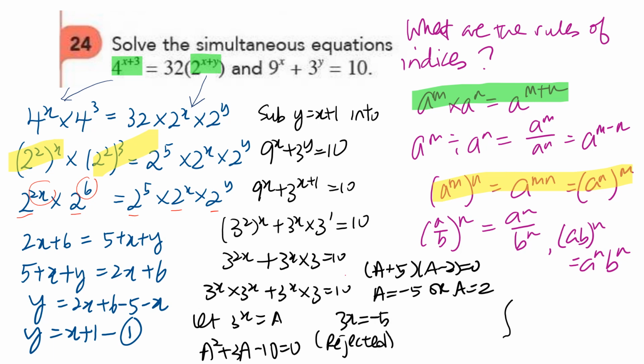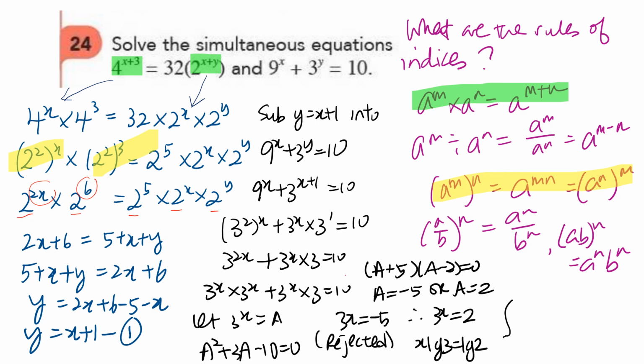Right, so we need to reject the first one because 3 to the power x is an exponential function. It's more than 0, and then your right hand side is negative. So you cannot have something positive because the negative. So 3 to the power x equals to negative 5 is rejected. So therefore, we only have 3 to the power x equals to 2, and that is a what? Exponential function. So we bring log to both sides.